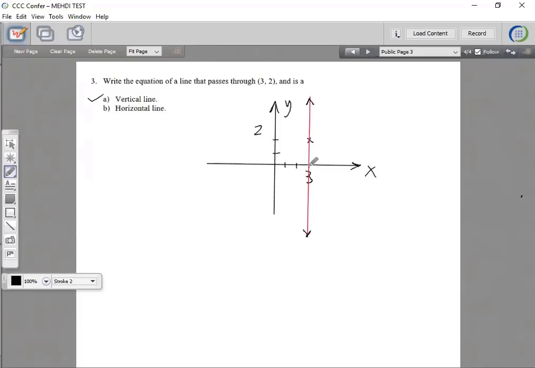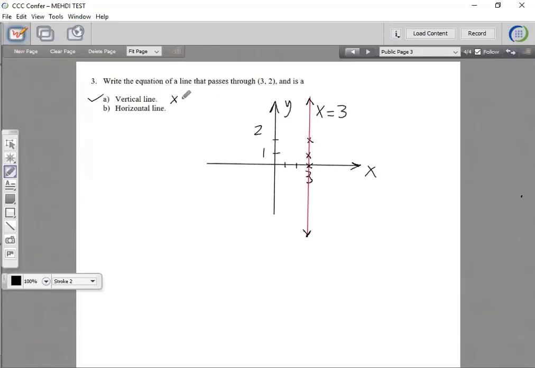You notice that along this line, x is always equal to 3. Regardless of what I substitute for y, x is equal to 3. If y is equal to 1, x is equal to 3. If y is equal to 2, x is equal to 3, and so on. So that means the equation of this would be x is equal to 3. That's the equation of the line that passes through the point (3, 2) and is vertical.